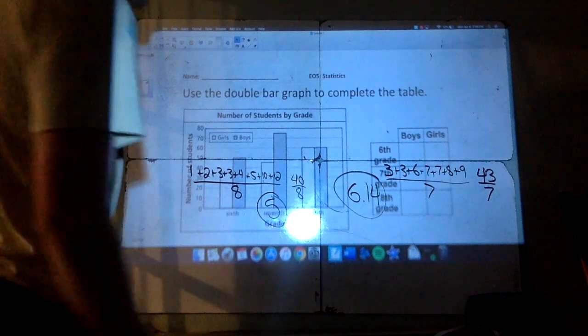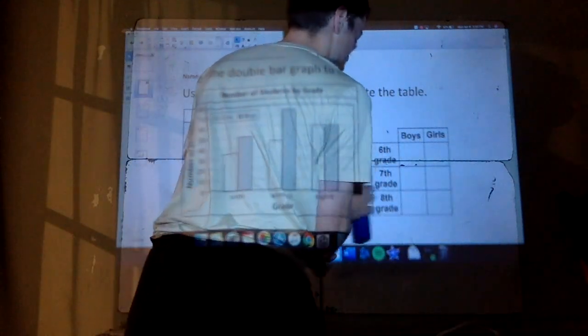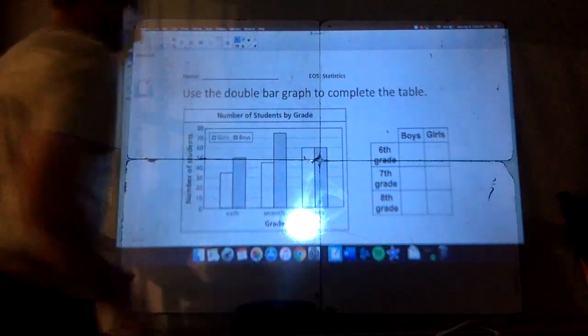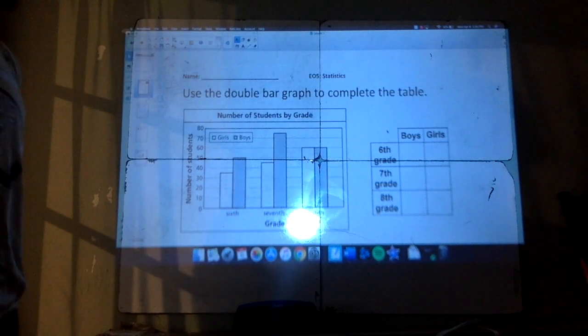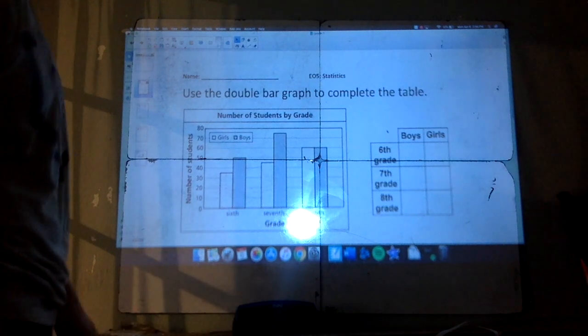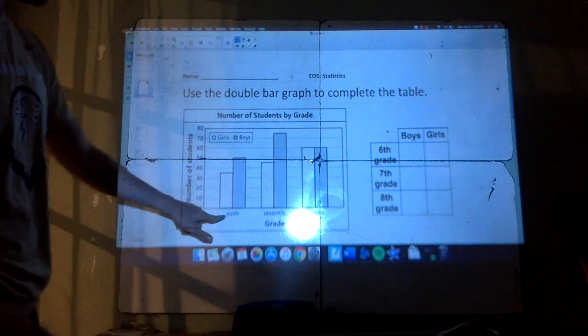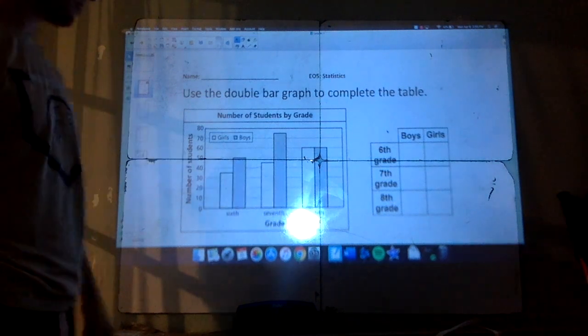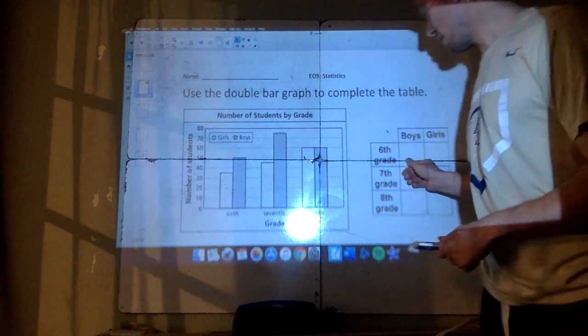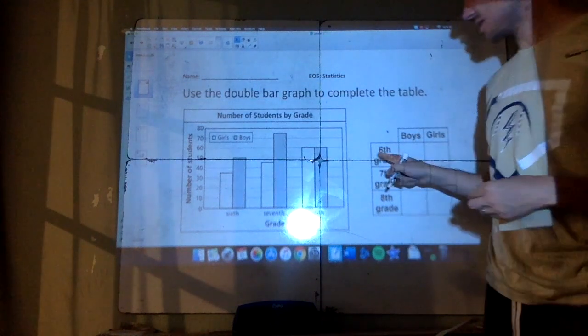Alright, so what we're going to do is, here we have a double bar graph, and you're going to use it to complete that table. So we're going to do this part together. What it says is here we have 6th, 7th, and 8th graders, and it splits them up into girls and boys. So on our bar graph, we're going to say how many 6th grade boys are there.